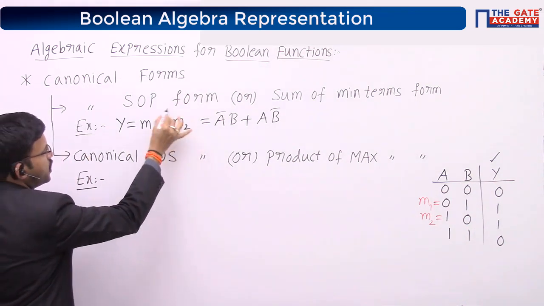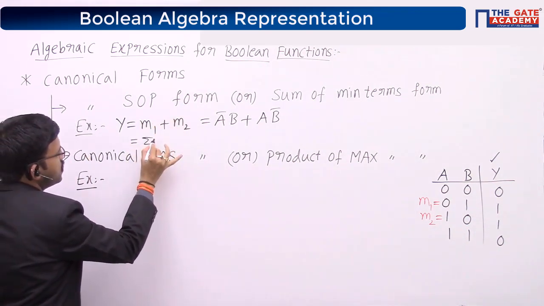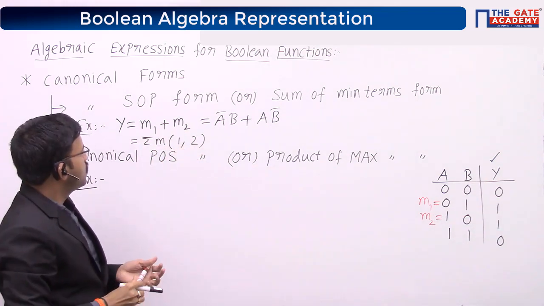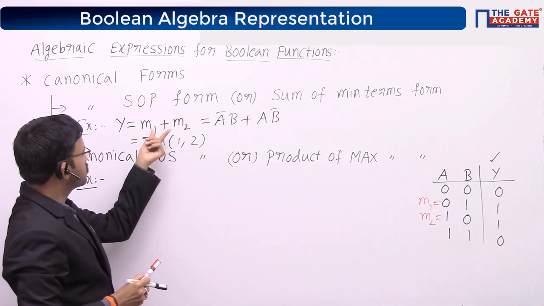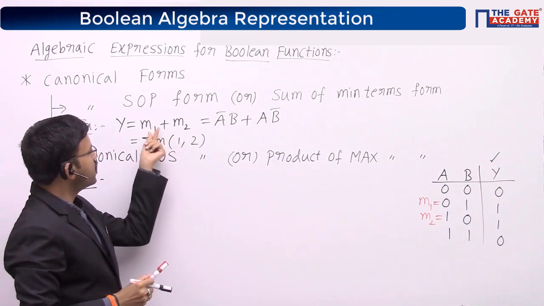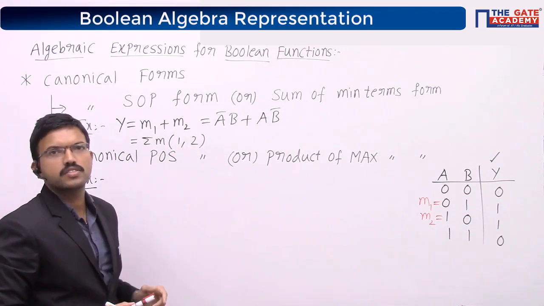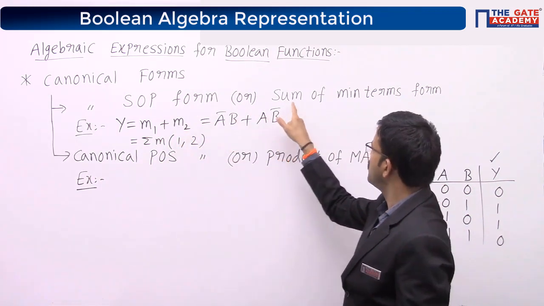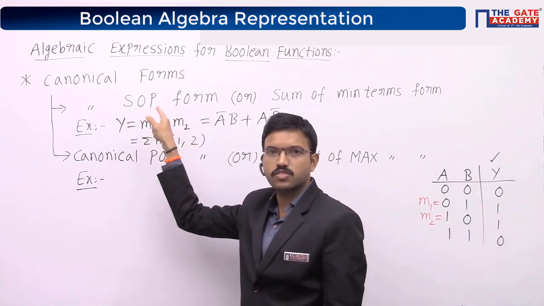If you want, we can write M1 plus M2 as sigma m 1, 2. We can represent it like this. Here, sum of Minterms, sum we can represent with sigma. Small m indicates Minterms. Whatever the numbers we are having, we can put like this. So all these 3 represent the sum of Minterms form or canonical SOP form.